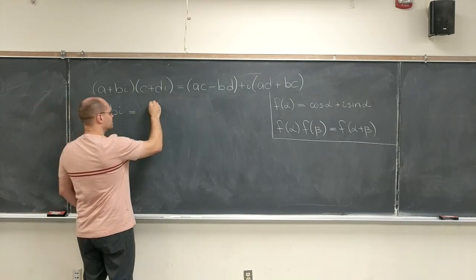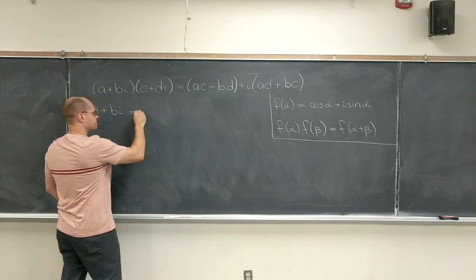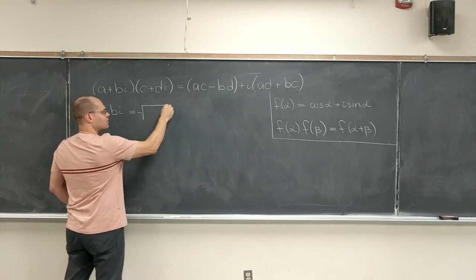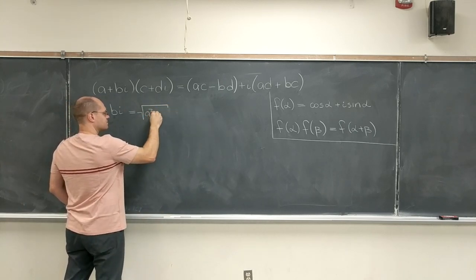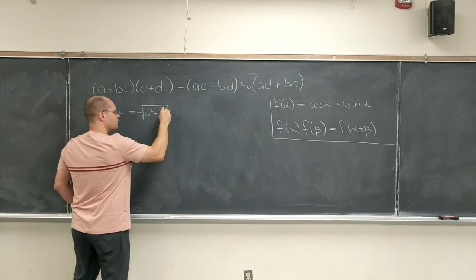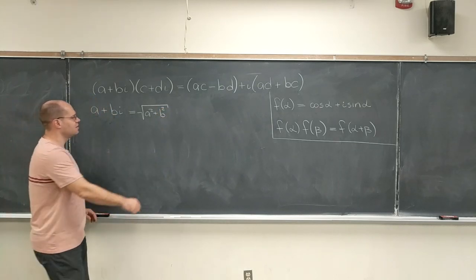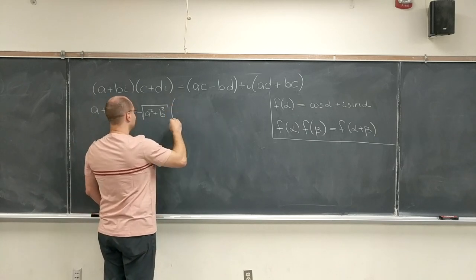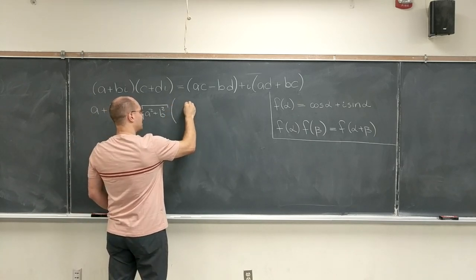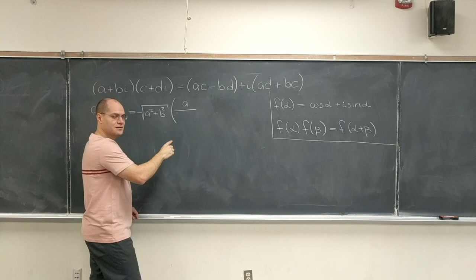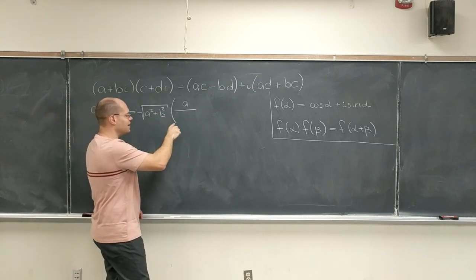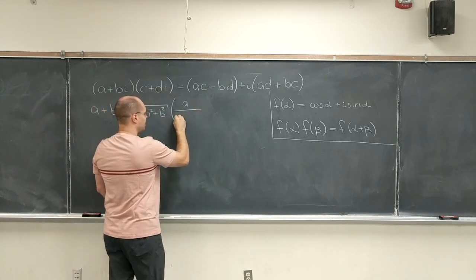So let's factor it out so that what's left adds up to 1 in squares. So you actually have to factor out the square root of a squared plus b squared. So you factor out what we call the absolute value of the complex number. And then what we have left in parentheses is a divided by this quantity plus b divided by this quantity times i.